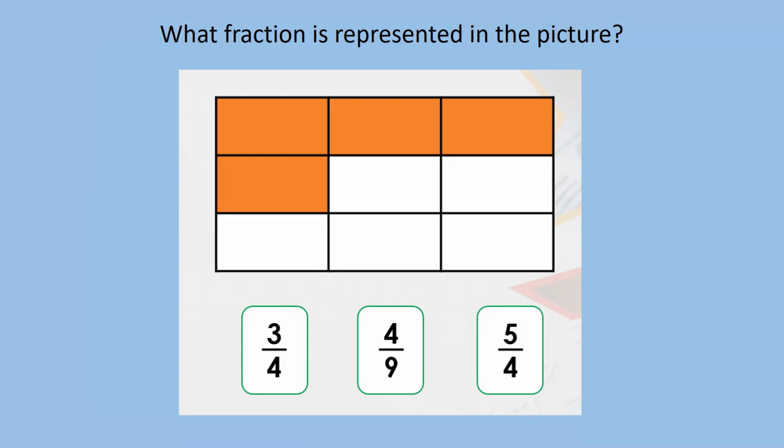Then I need to work out my numerator, my top number, to see how many parts are shaded in. And I can count those, the orange squares. So I've got 1, 2, 3, 4. So I've got 4 out of 9 shaded in. So therefore my fraction is 4/9.